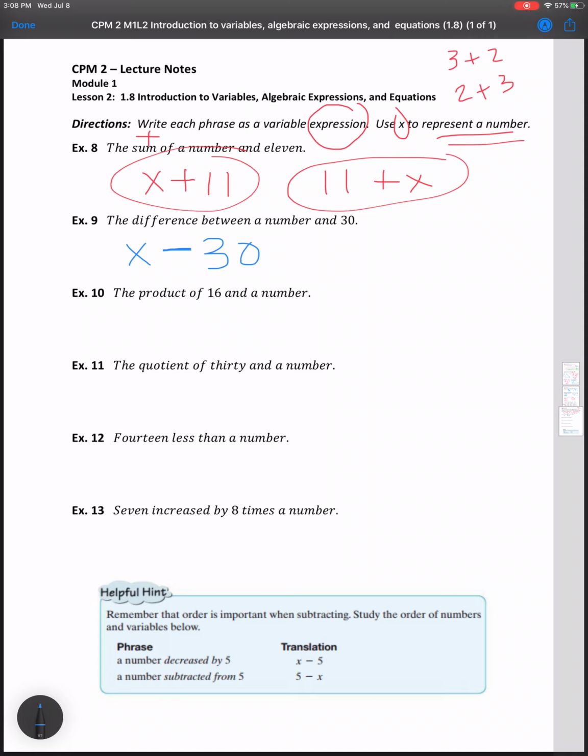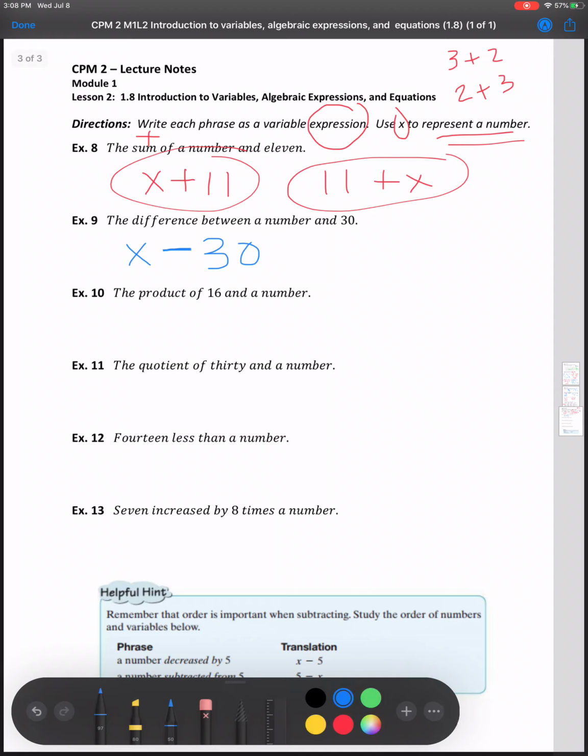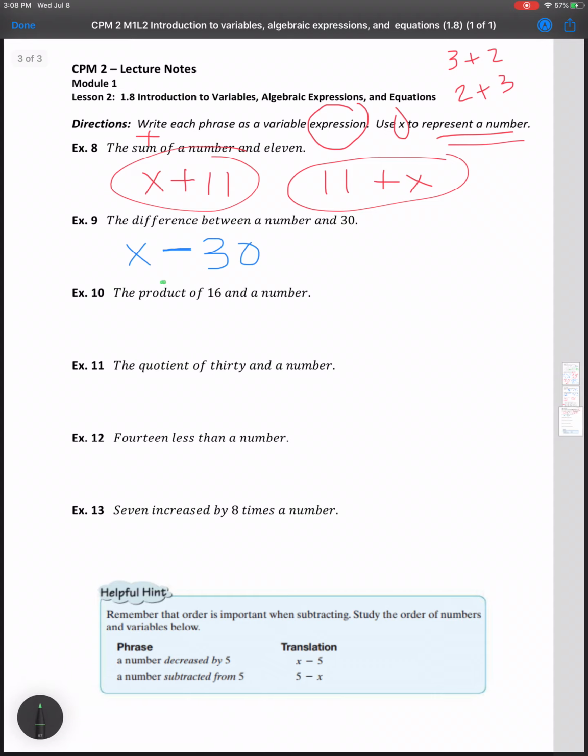Number 10, the product of 16 and a number. So we have to remember product means to multiply. Okay, so we're getting ready to multiply. I'll put a dot for multiplication. What do they want us to multiply? They want us to multiply 16 times something I don't know. And you could write it like that, 16 times X. But remember in algebra, whenever we're multiplying a number and a letter together, we can put them next to each other with the number first. So I'd like you to start getting in the habit of writing it like that, even though they mean the same thing.